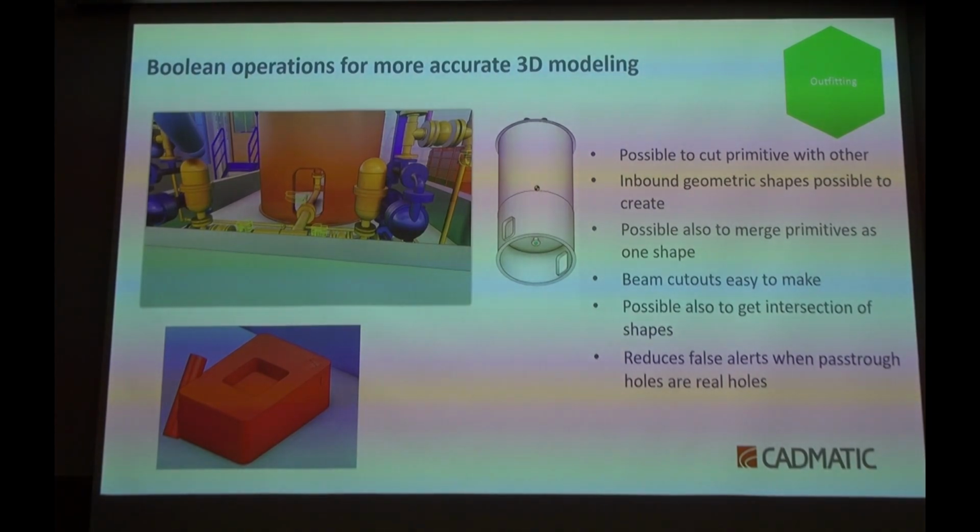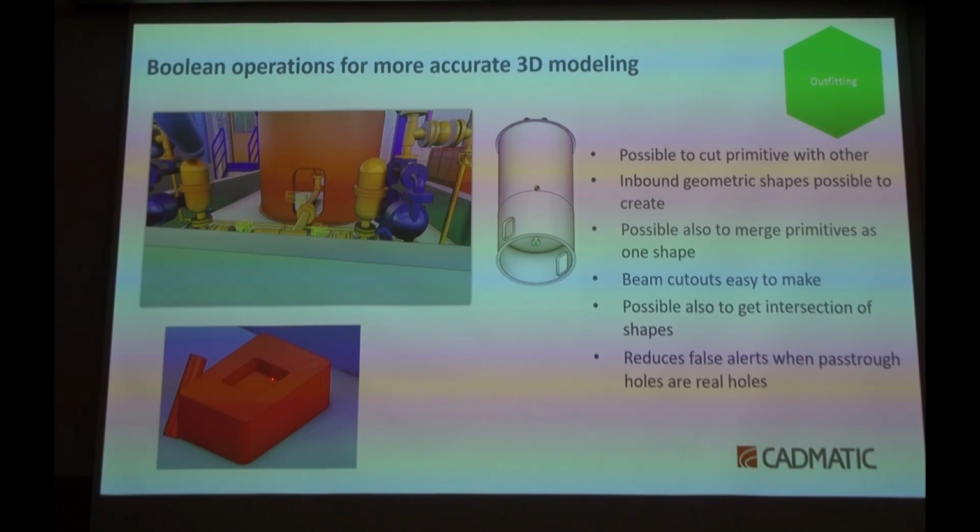Also something big is the Boolean operation. What it means is that for shapes we create in CADMATIC, we are now able to create holes and Boolean cutting operations on the primitives. A very good example is a tank. Previously you could not drill a hole inside this tank, but now you can, with better visualization to see how the pipe goes through there.